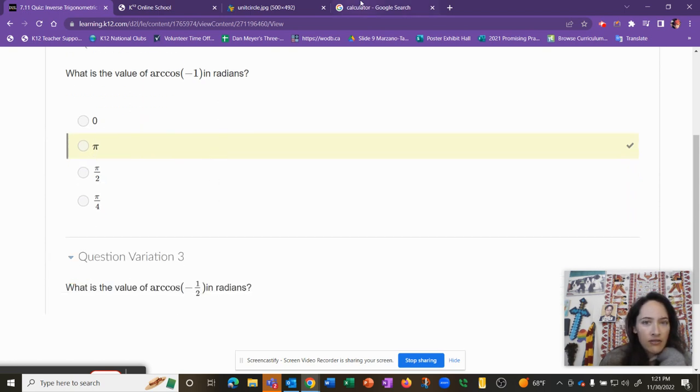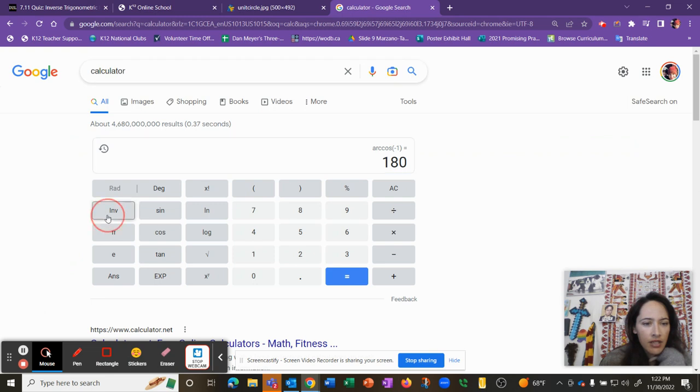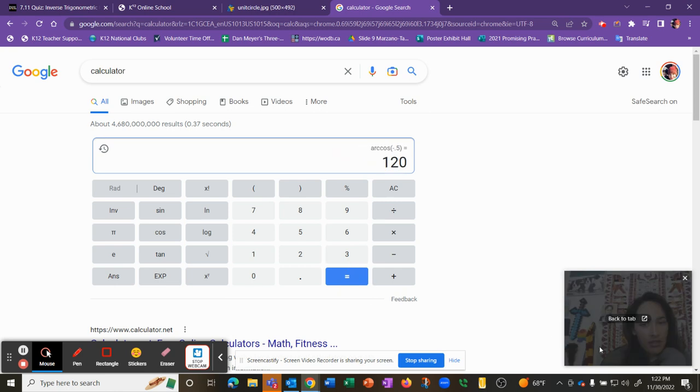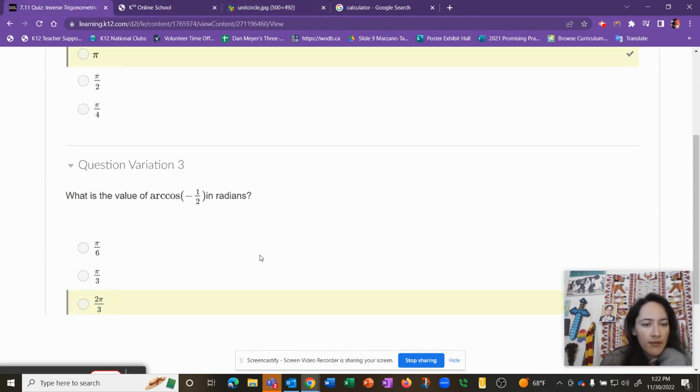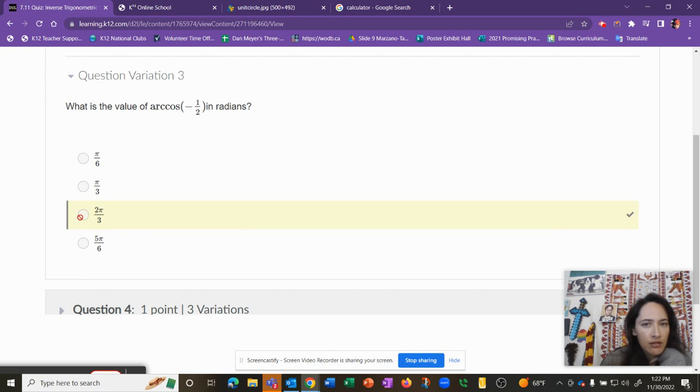180. Arc cosine of negative 1/2, inverse cosine negative 0.5. Are you okay with that? This is the decimal representation of negative 1/2. 120 degrees, 2 pi over 3. That makes sense to me. Look, here's the cosine of negative 1/2. 2 pi over 3.